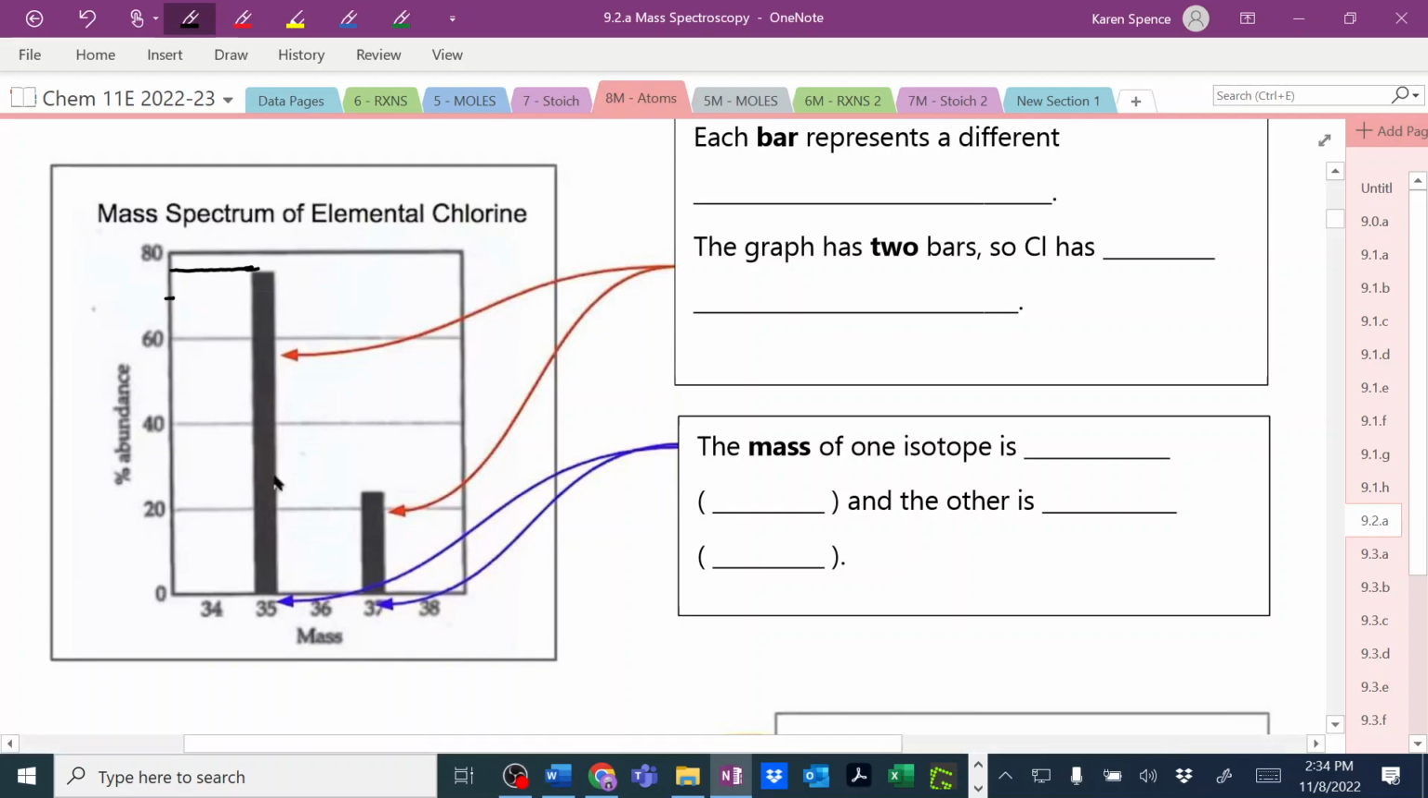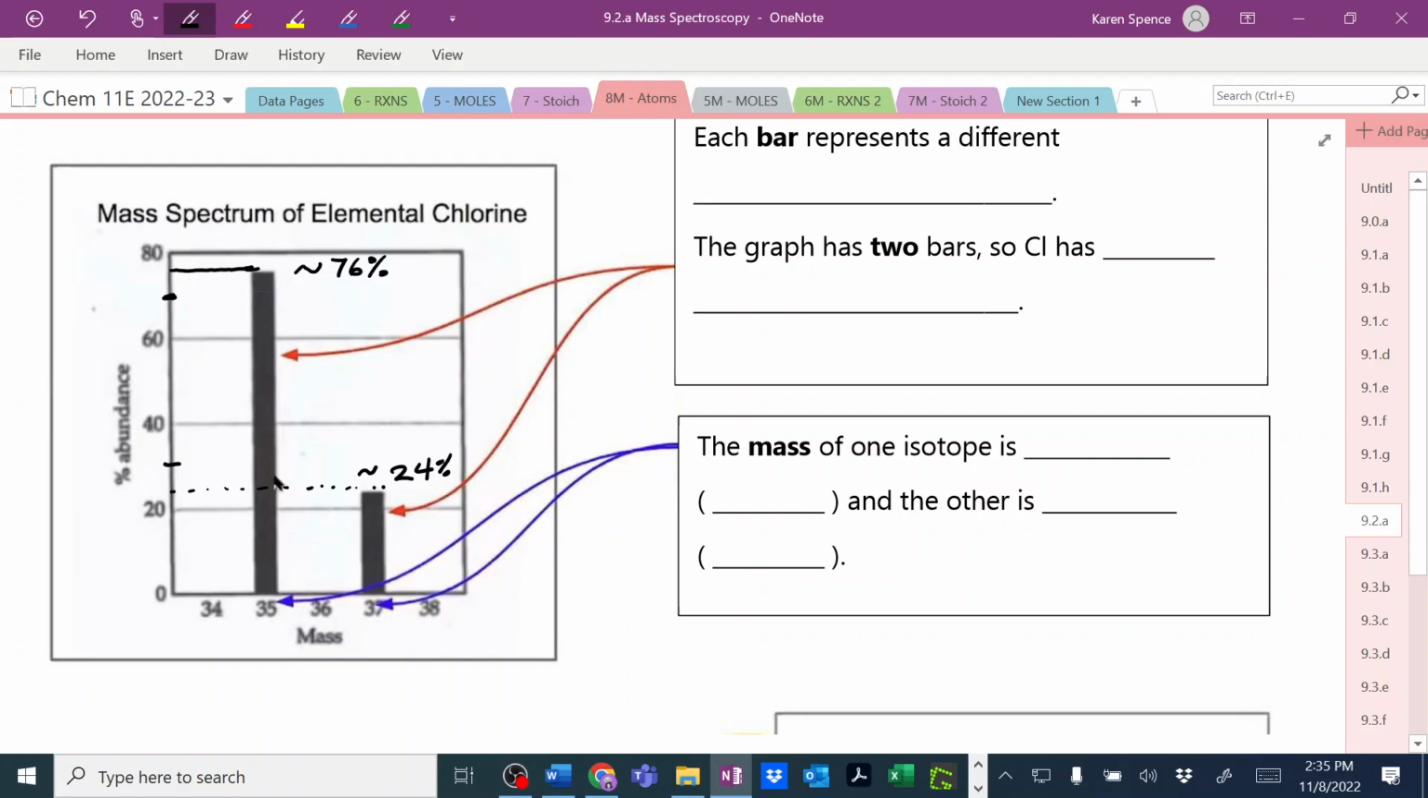So this is 70, so I'm guessing that's maybe 76%-ish. About 76%. Down here, here's 30. Oh my gosh, that looks to be about 24, doesn't it? About 24%. So the only thing that's different about this than the stuff you did over the summer is you probably have to read the graph to determine your percentages.